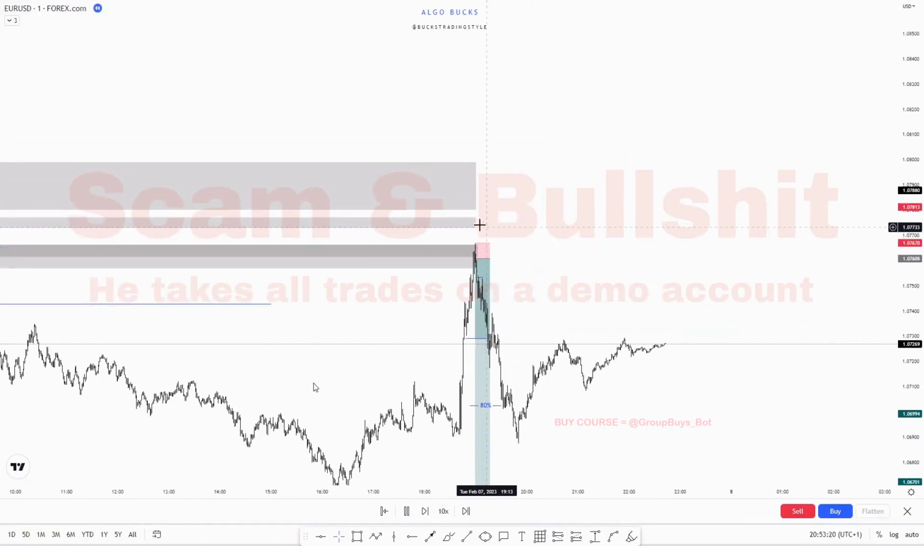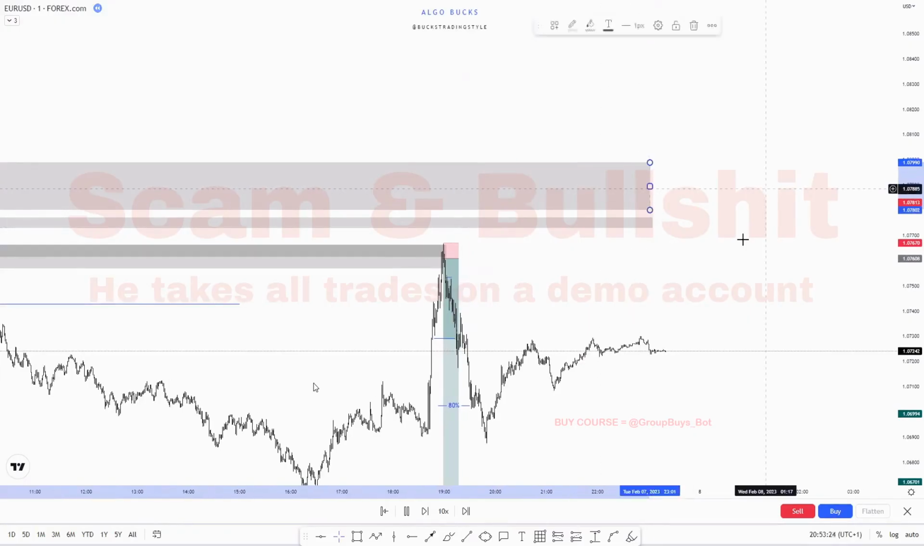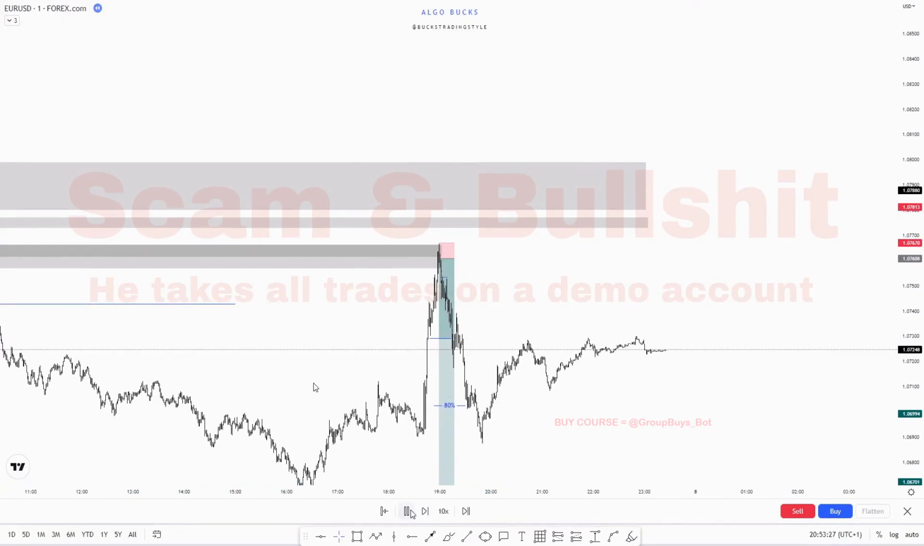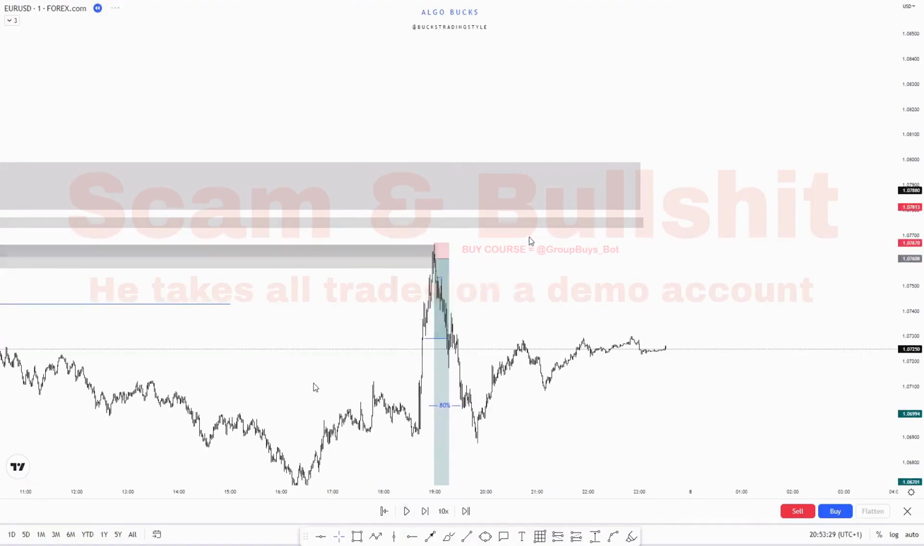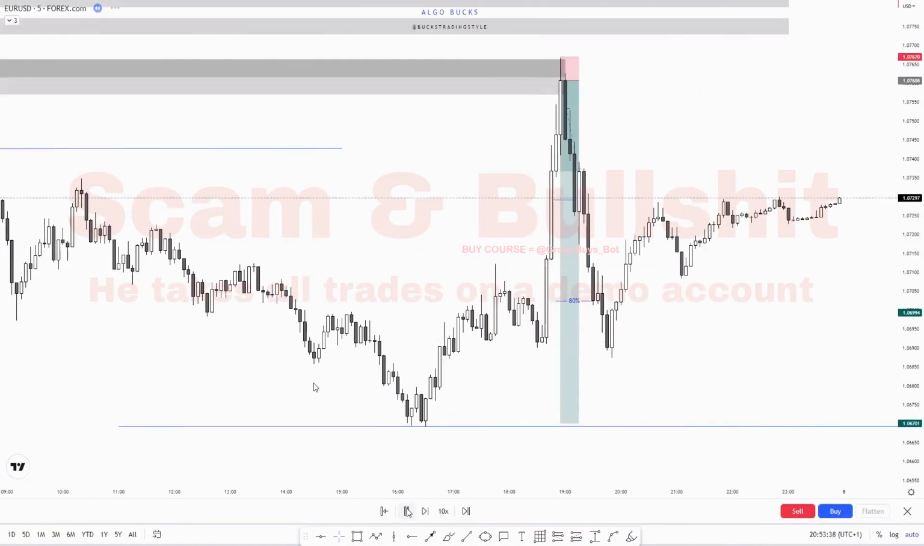Meanwhile, we still have our POI. We had this POI to watch. We also have this POI to watch. Let's see what price is going to do. Let me switch to a higher time frame for faster replay. Let's see what price is going to do. Let's play this.